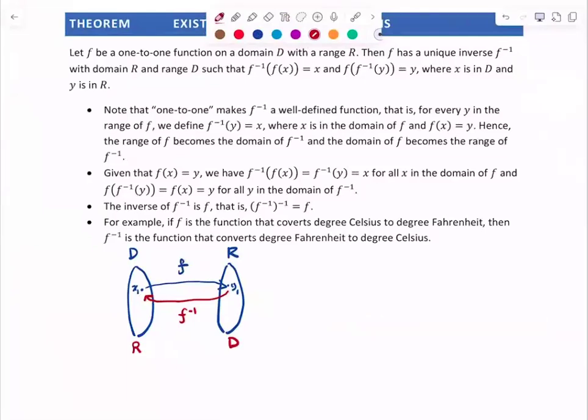Okay, but this one-to-one is important, right? So you know exactly how it's assigned. And then a practical example to think about it, since a lot of you will take chemistry and physics, is the conversion between the two types of degrees, Celsius and Fahrenheit. You have a conversion formula from Celsius to Fahrenheit, then you have it from Fahrenheit to Celsius, and they are inverses of each other. And those are one-to-one functions. So that's a practical example to help you understand the inverse and the assignment and so forth.